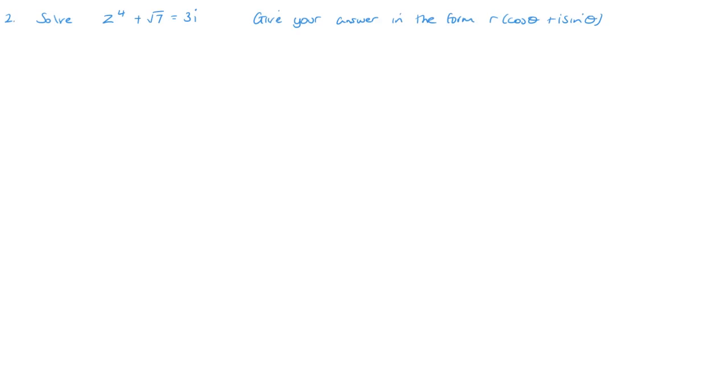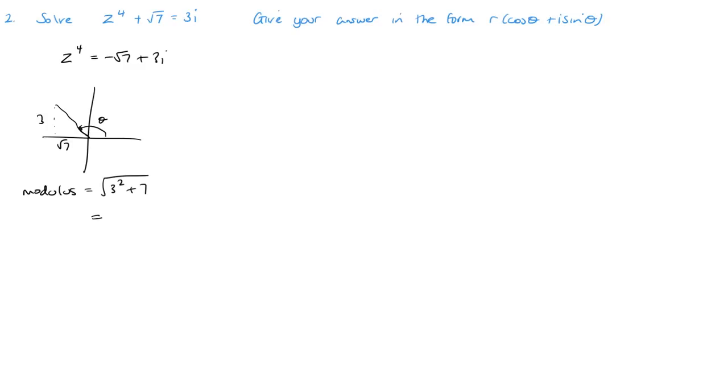So this one's in the form of r cos theta plus i sine theta. So z to the 4 equals minus root 7 plus 3i. Now this one, I need to work out what the angle is. So minus root 7 is to the left, 3i is up. So we've got 3 there and root 7 there. Now this is going to be my theta. So the modulus is going to be 3 squared plus 7 and then square rooted, which is 4.